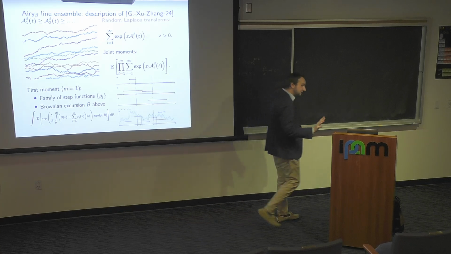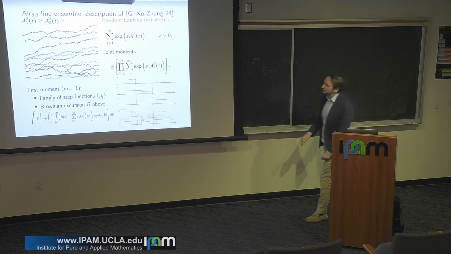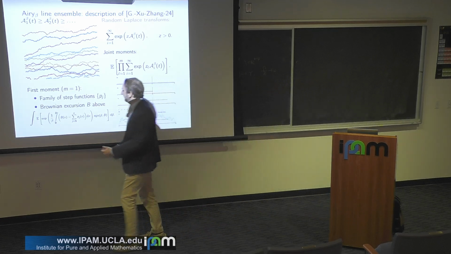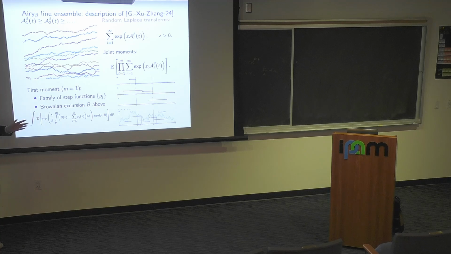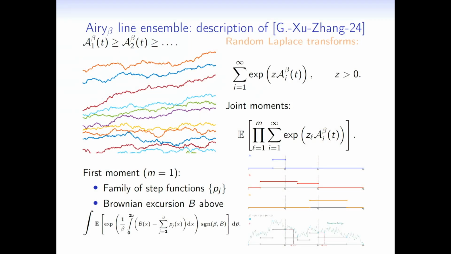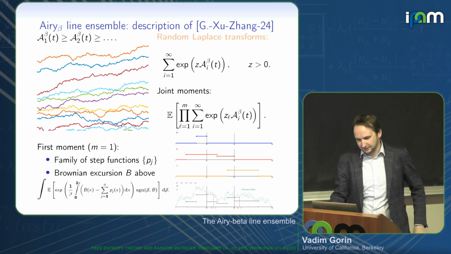So, not the simplest formula, but a formula which you can put into your computer. And what's also important is that the beta parameter enters the formula in a very innocent way. In particular, everything is completely analytic in the parameter beta. You treat all betas in a completely uniform way. Okay, so that's our description of this Airy-beta line ensemble in terms of random Laplace transforms.